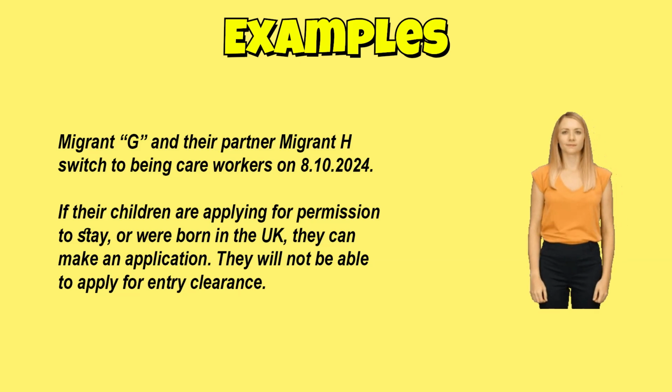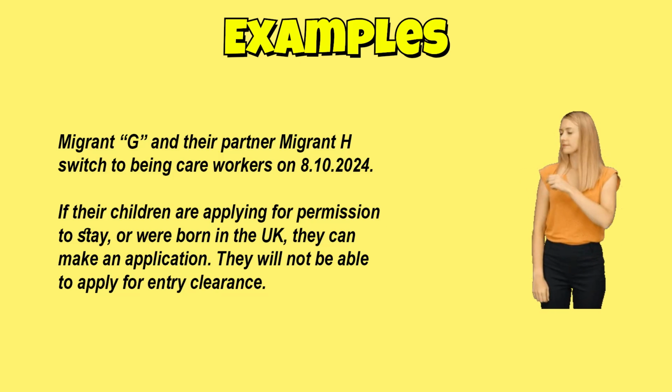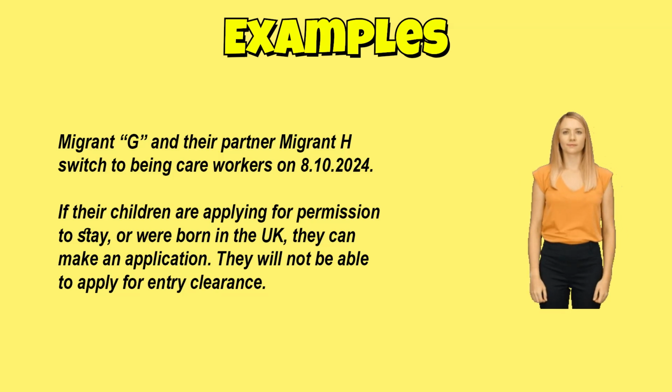Migrant G and their partner Migrant H switched to being care workers on the 8th of October 2024. If their children are applying for permission to stay, or were born in the UK, they can make an application. They will not be able to apply for entry clearance.